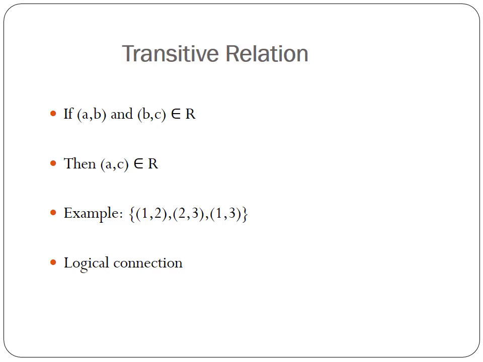Next, transitive relation. If (a, b) and (b, c) belong to R, then (a, c) belongs to R. This is like a triangle shape of relations. For example, (1, 2) and (2, 3) give (1, 3), where the 2s cancel. This is the logical connection: A to B and B to C gives A to C. This is for the transitive.